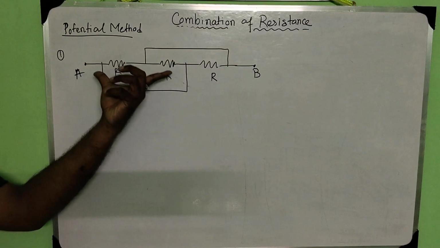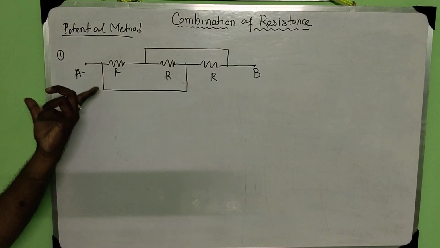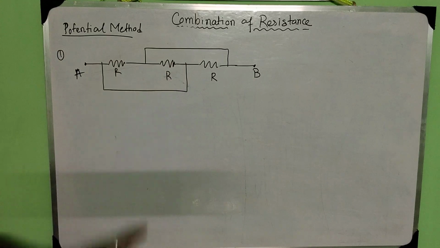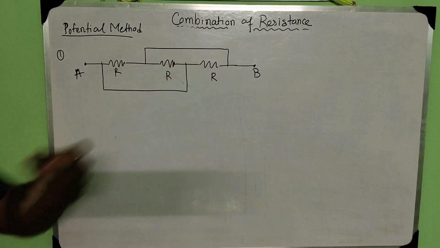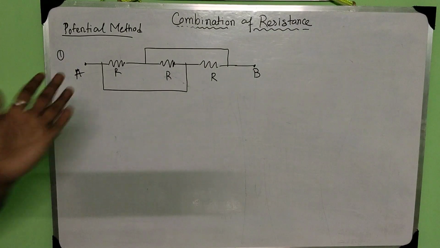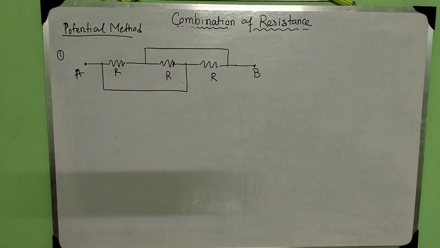Simply we just put the connecting wires. These are the connecting wires. These are the conducting wires. Okay, and the resistance is this. Now find out what is the equivalent resistance.